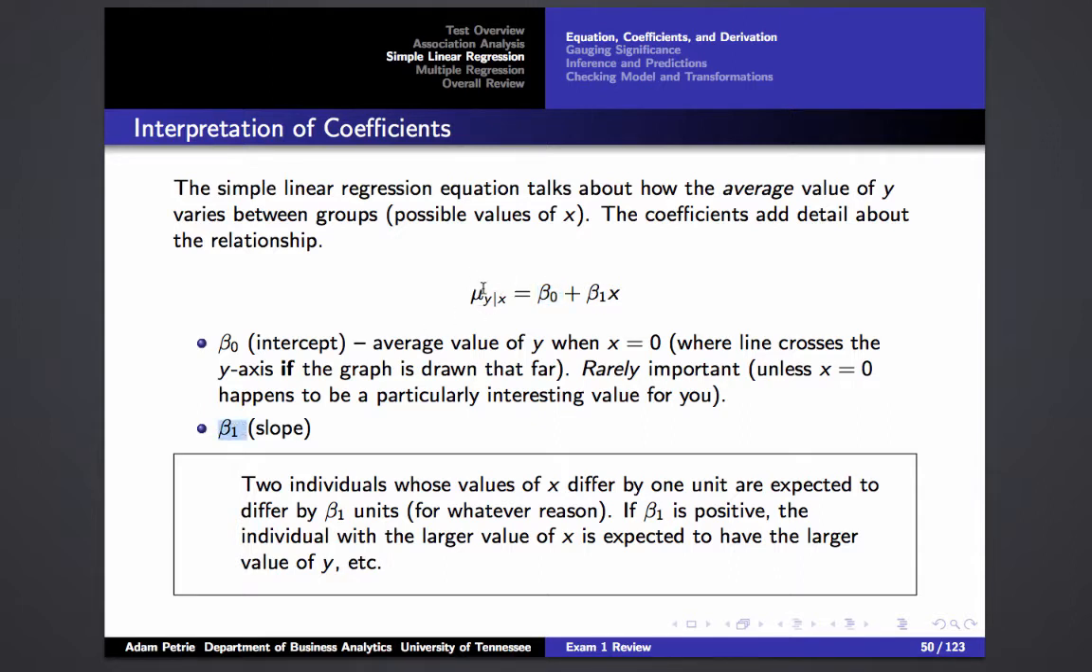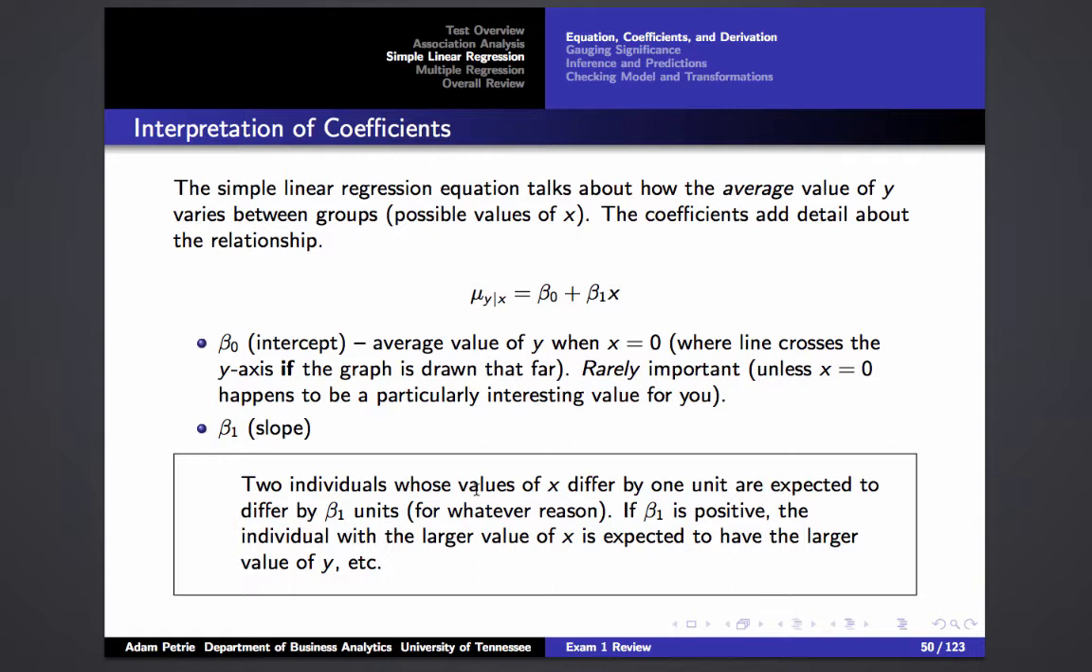So here's what you're going to need to do. You're going to need to be able to interpret the slope in the following manner. I'll tell you to, hey, finish this sentence: "Two individuals whose values of..." and you'll need to take it from there.